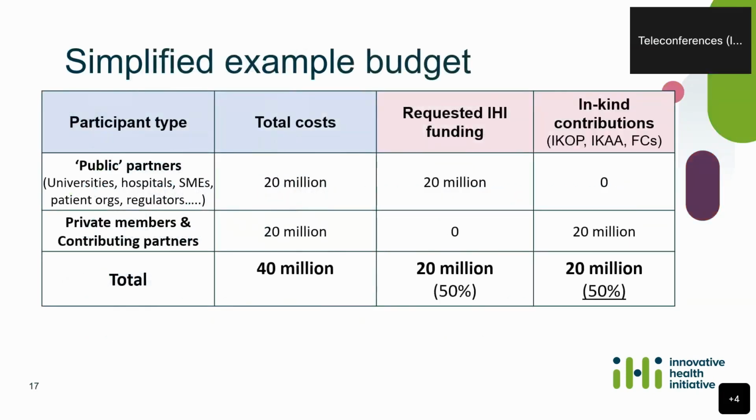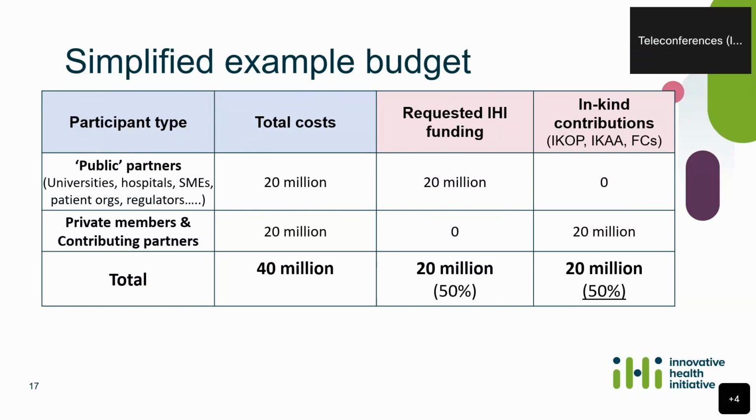And I think on previous webinars, we've had a lot of questions on the budget. So this is a very simple example of the budget. And here, the reason we put this slide up is to emphasize that the so-called public partners, and here I include SMEs, who are obviously private companies, but they're categorized under the public partners. The expectation is that your full costs are covered by the IHI grant.